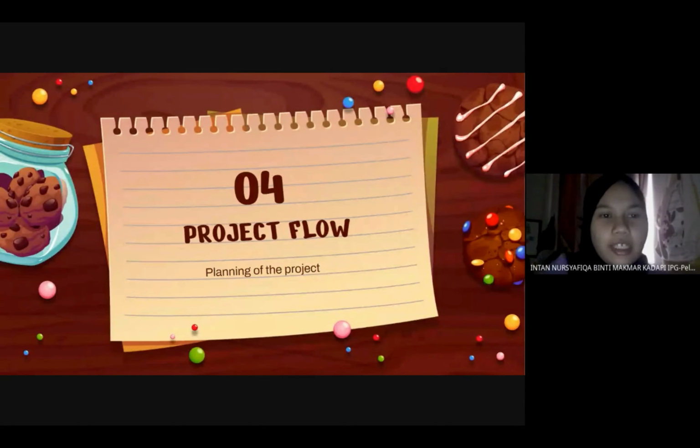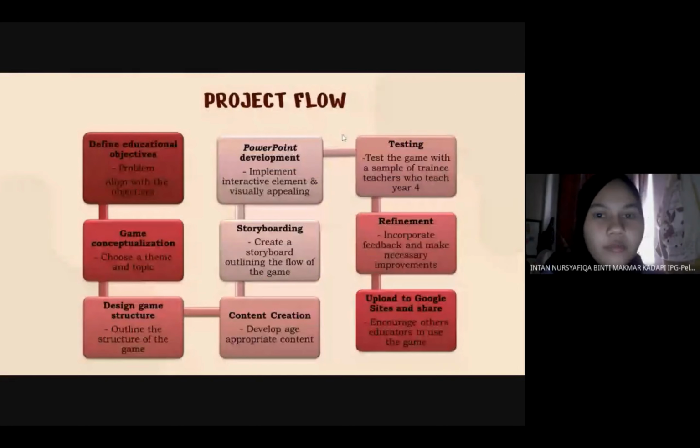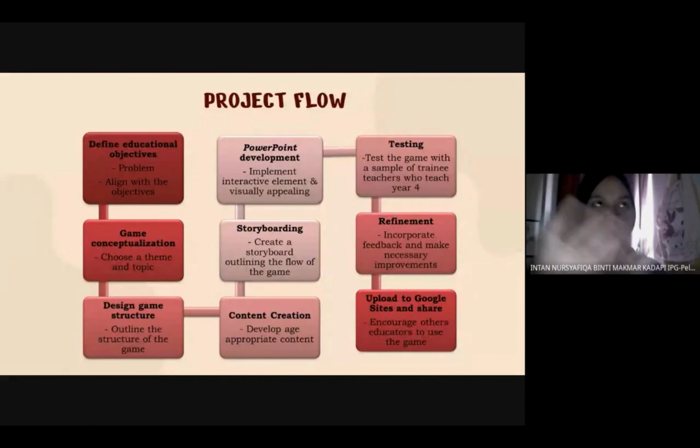Okay. Next, I will continue presenting the project flow, which is the planning of the project. Firstly, we define the educational objective, which is our primary objective: to help students identify and apply collective nouns, and also align this objective seamlessly with the Year 4 curriculum.